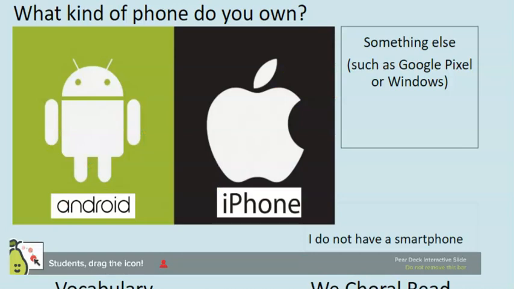What type of phone do you own? Drag the icon on this slide. Do you have an Android, an iPhone, something else, or do you not have a smartphone?